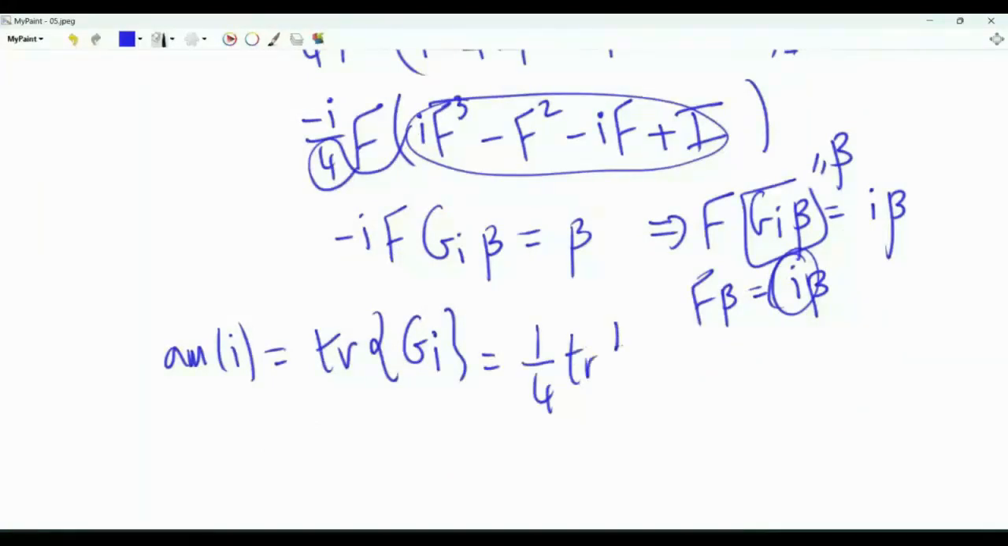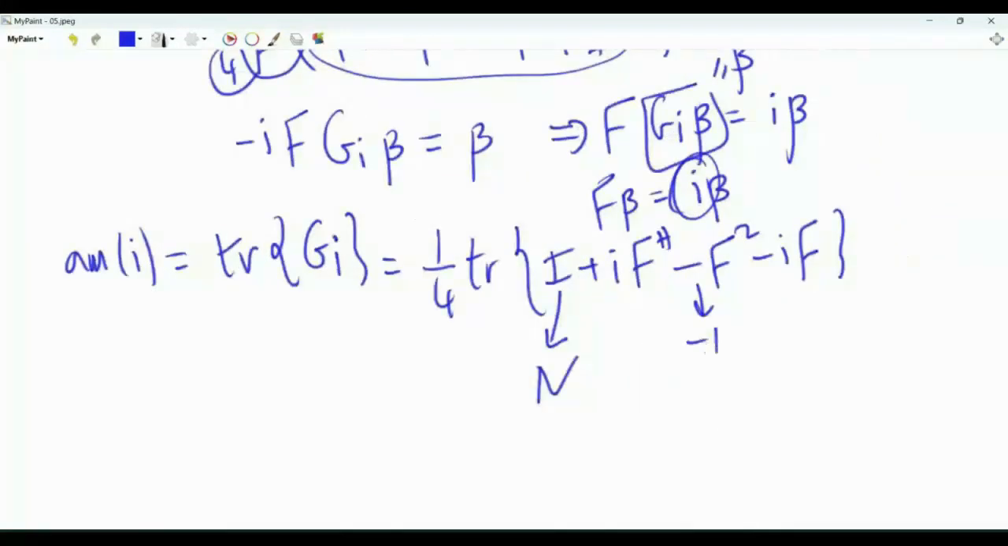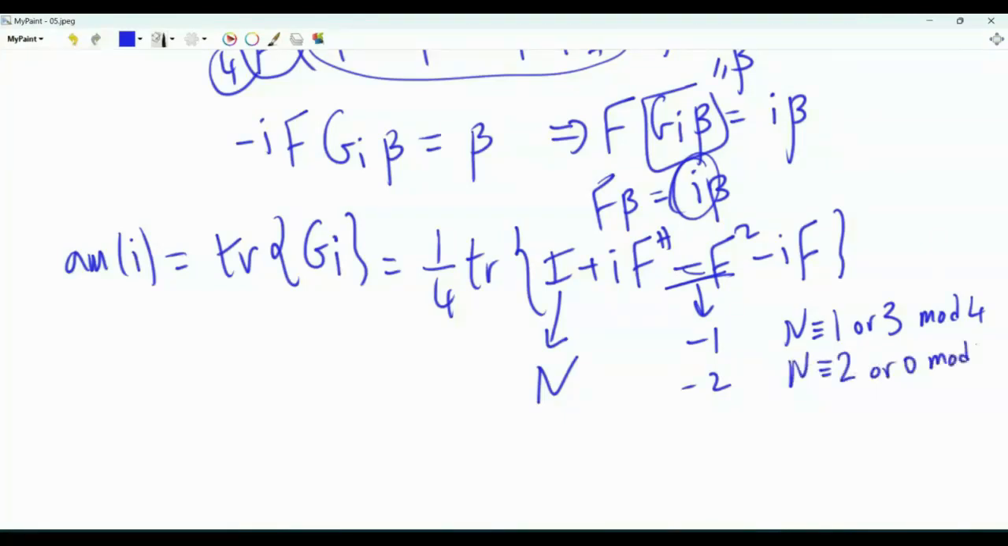Let's remind ourselves, we have 1/4 and the four matrices are the identity, and then we have I F cubed, which I can write as I F Hermitian, minus F squared, minus I F. Trace of the identity is always equal to big N. The trace of minus F squared, okay, so this is -1 or -2. This is -1 if big N is congruent to 1 or 3 modulo 4. And this is -2 if big N is congruent to 2 or 0 mod 4, in other words, if big N is even.